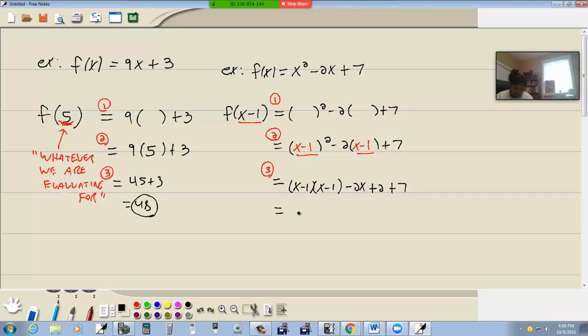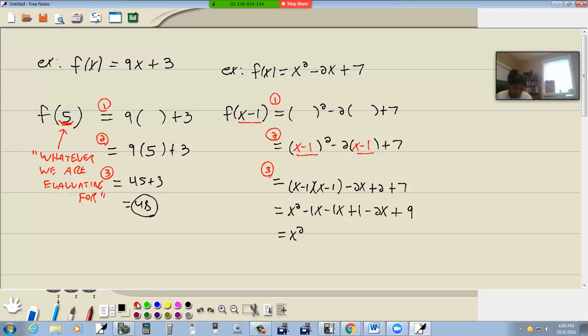FOIL this. X times x is x squared. X times negative 1 is negative 1x. Negative 1 times x is negative 1x. Negative 1 times negative 1 is a positive 1. Minus 2x plus 2 plus 7 is 9.